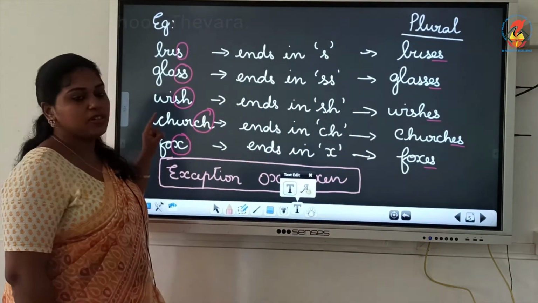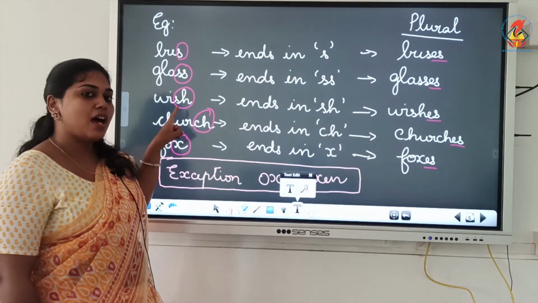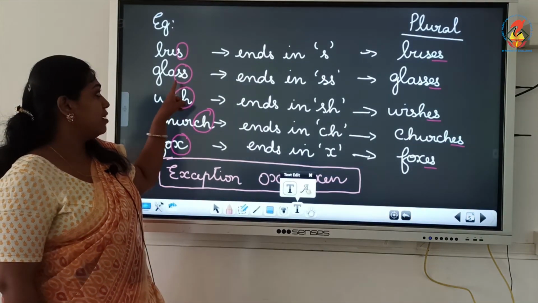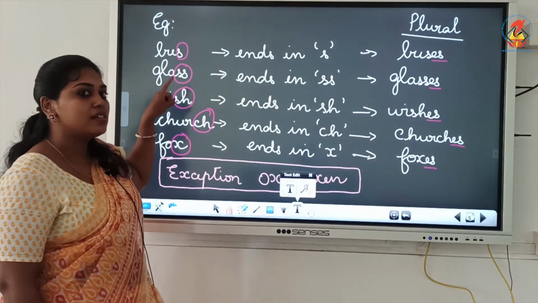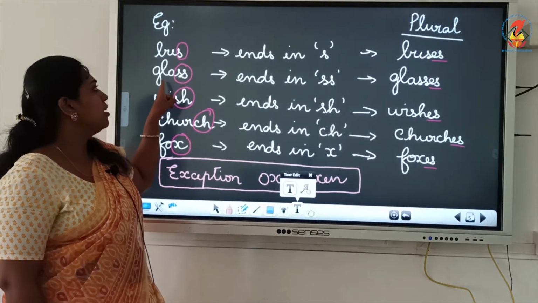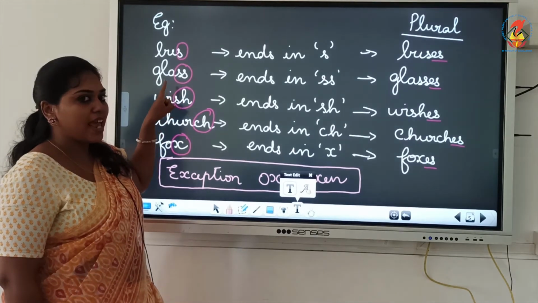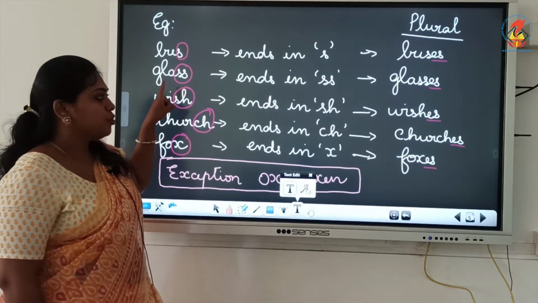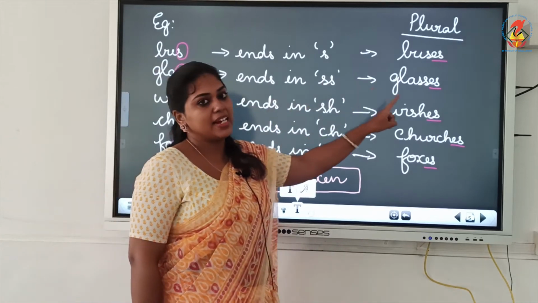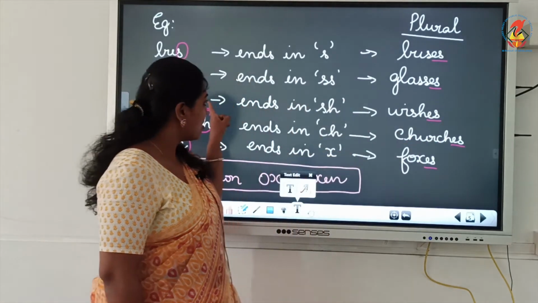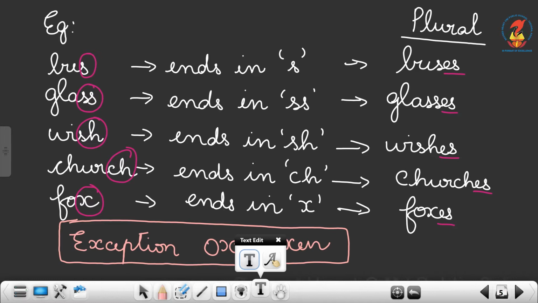Now look at this word glass. This noun ends with the letter double s. I have already circled the ending letters, okay. So this ends in double s. So if the noun ends in double s, you have to make it plural by adding es. So the glass is singular form and the plural form is glasses by adding es.